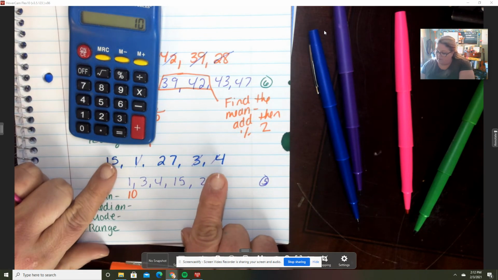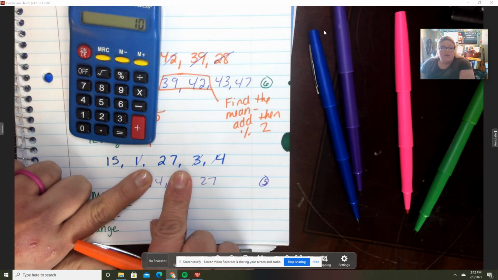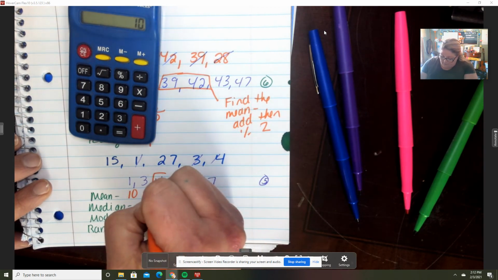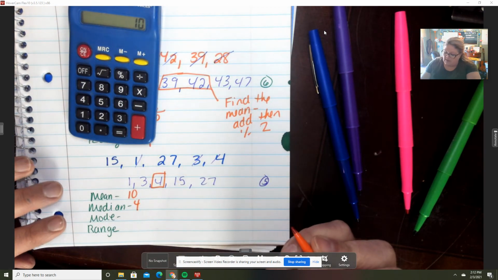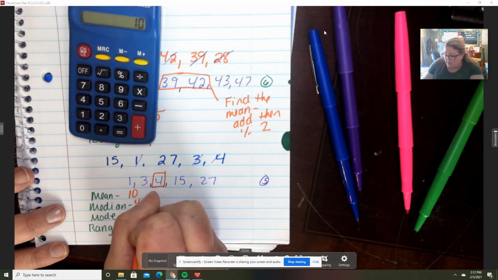Median. So I'm going to cover up my first 2, cover up my second 2, and I have a number that is left in the middle. And that is 4. Is there a mode? Nope, there is no mode. So you would put none.